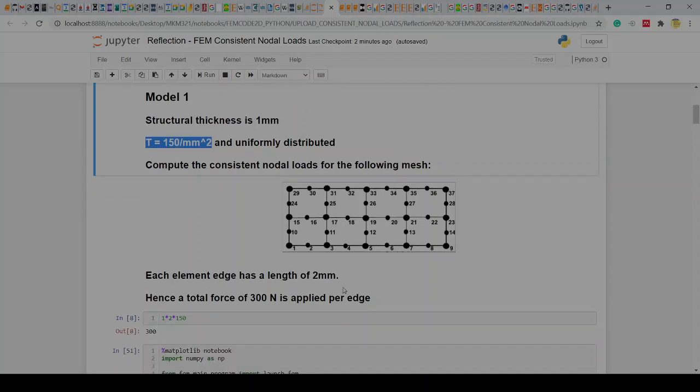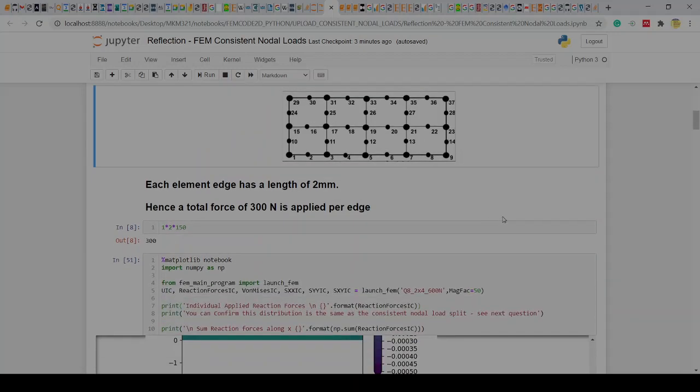Each element has a length of 2 millimeters. So if you have 150 newtons per millimeter squared and it's 2 millimeters long, then each edge should have a total force of 300 newtons. That is the total load per edge. If we go for our normal approach of 1/6, 2/3, 1/6, then 1/6 of 300 would be equal to 50, 2/3 of 300 would be equal to 200, and then another 50. So all that we have to do is apply those loads.